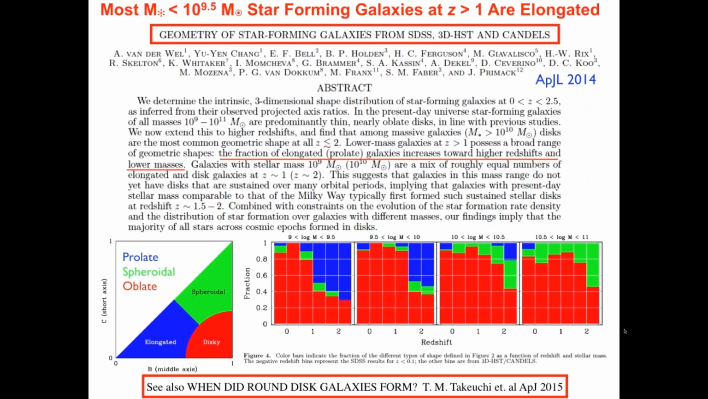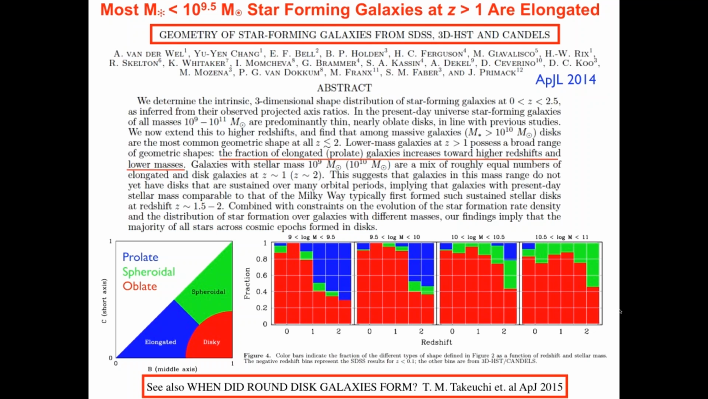Moving on to the last of the topics, the elongated nature of the star-forming galaxies. So this is the paper led by Arjen van der Wel. It came out at the end of 2014. There's an independent analysis by Takeuchi et al., which was published in ApJ last year. And both agree that for 10 to the 9 to 10 to the 10 solar masses of stars, galaxies are predominantly elongated down to redshift of 1.5 or even 1 for the lower masses.